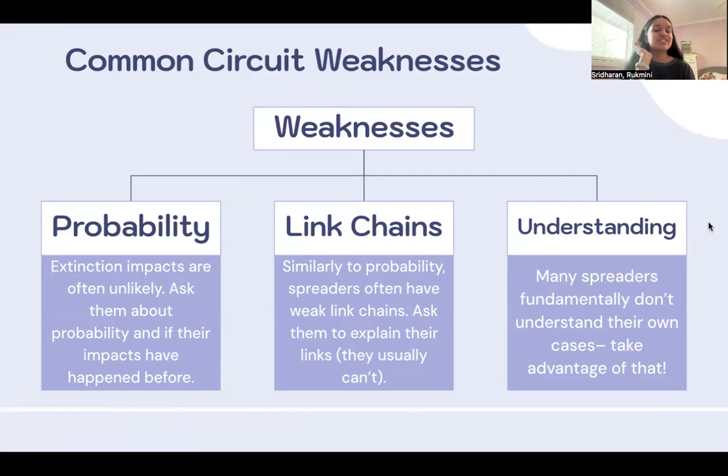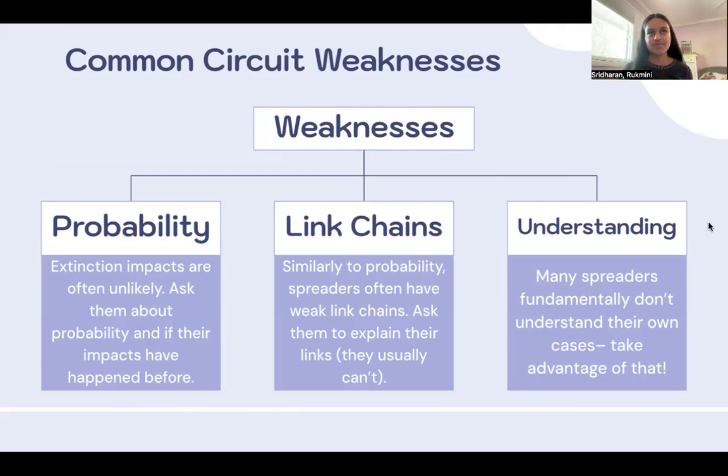Then, similarly to probability, spreaders often have very, very weak link chains. So ask them to explain their links. They usually can't. Why? Because again, let's say the topic is wealth tax, right? Which is the current LD topic. They're saying wealth tax leads to everyone dies. So there's obviously going to be a pretty weak link chain in between those two things. You need to really exploit that and make sure you're pointing out to the judge all of the little weaknesses in that link chain.